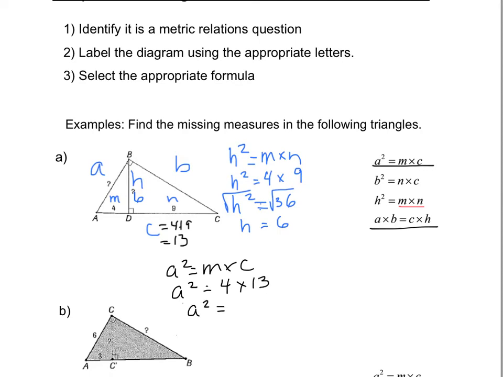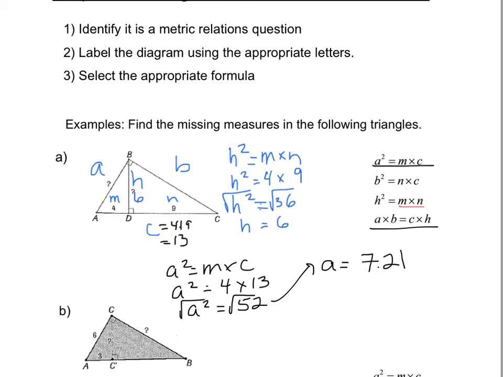A squared equals 52. 4 times 13 is 52. And then I square root both sides. So I'm going to write it up here. I get A is equal to 7.21. Okay, and then I've solved now for both of these question marks. I'm done example A.